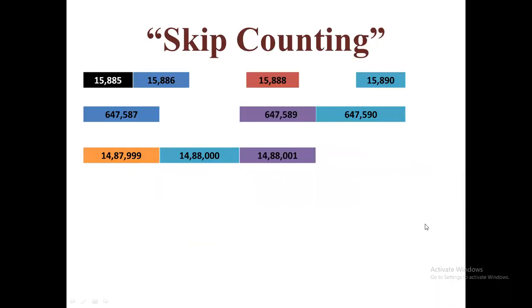Now in the last we have skip counting. It's very simple. You just have to focus on which sequence is going on, and then write down the missing numbers in it. For example, you can see the first one is a 5-digit number, 15,885, and then we have 15,886. So what do you think comes between, what is missing over here? Yes, it is 15,887. Then we have 15,888. Now what is missing in between these two numbers?